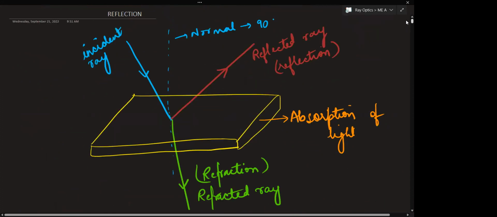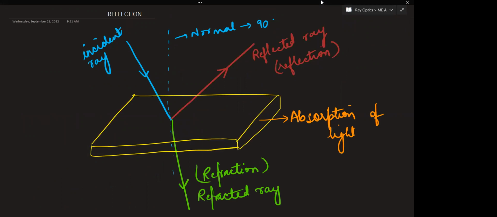Then we'll start with mirrors. In reflection, you have mirrors, and in refraction, you have lens. We'll start with mirrors.